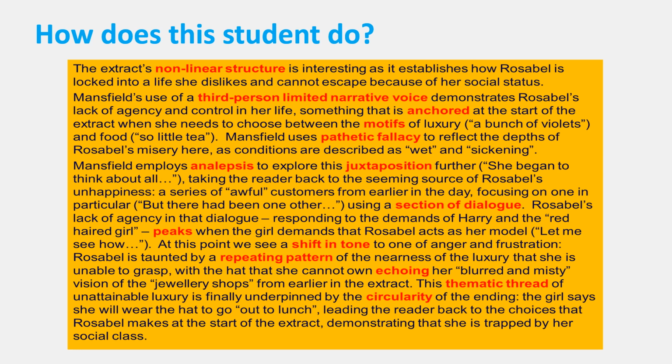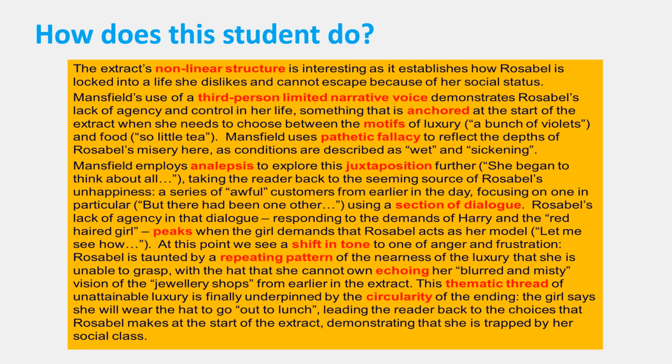And notice in that third paragraph, Mansfield employs analepsis to explore this juxtaposition further. The student doesn't quote everything. She began to think about, you know, ... You don't have to quote entire sentences. There's no point. And we've got a really good effect there. The fact this analepsis, then Rosabelle begins reflecting on all the awful customers that she's had during the day. The student then indicates a section of dialogue. Again, that's a structural feature. We move into a section of dialogue. It might just sound quite descriptive, but that's what it is. That's the structural thing that's happening there.